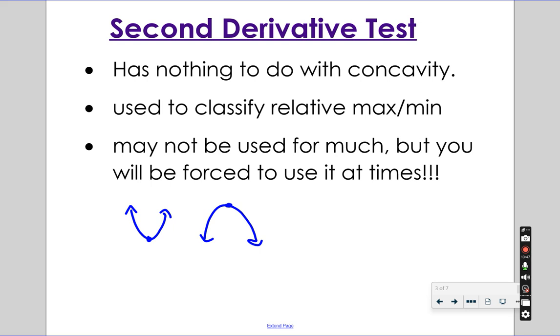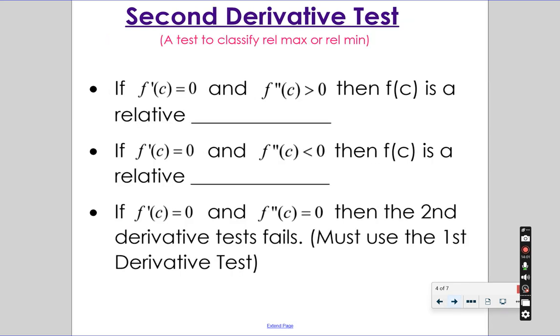Most of the time, to classify our relative max or min, we find the first derivative and say, oh, it goes from positive to negative or negative to positive. But this is like if they gave you a table of values, if they just give you a select number of points, this is what we're going to do. So here's how you do the second derivative test.